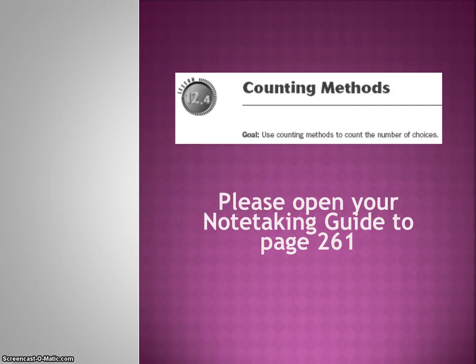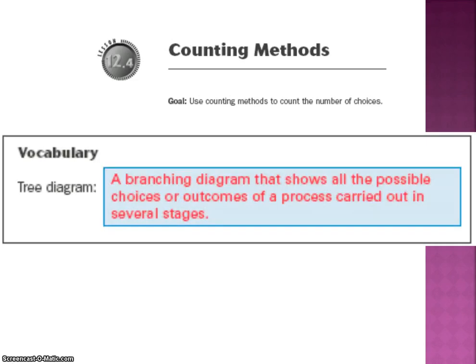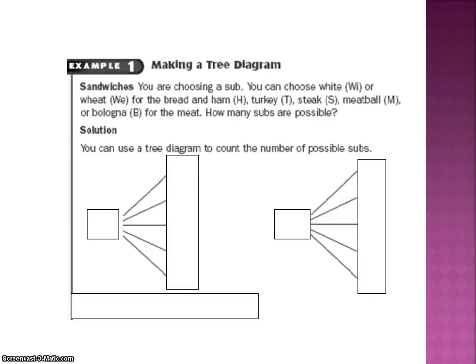Lesson 12.4, Counting Methods. A tree diagram is a branching diagram that shows all the possible choices or outcomes of a process carried out in several stages. In example 1, you are choosing a sub. You can choose white or wheat for the bread, and ham, turkey, steak or meatball, or bologna for the meat. How many subs are possible? We can use a tree diagram to count the number of possible subs.